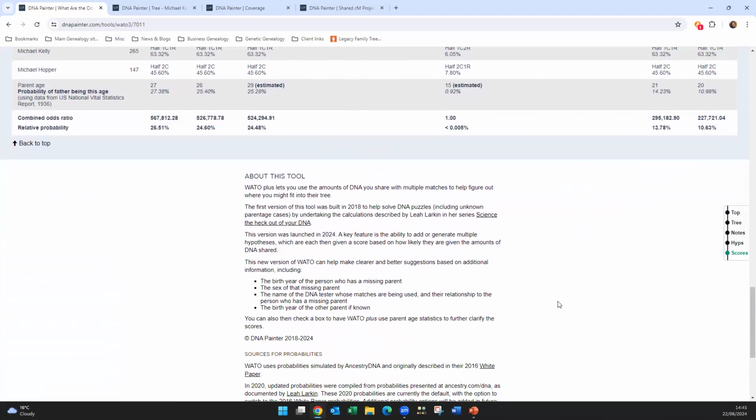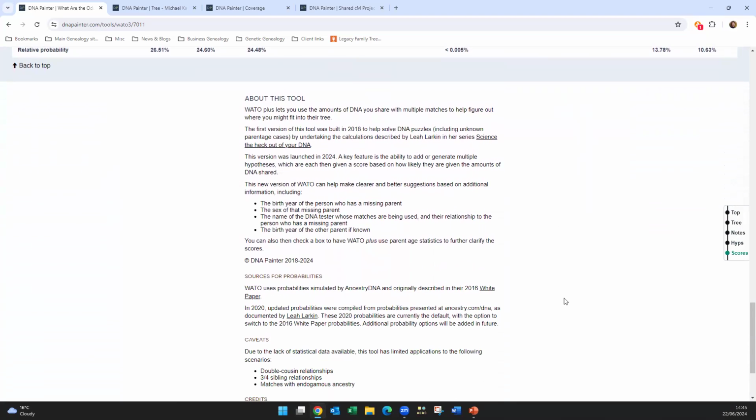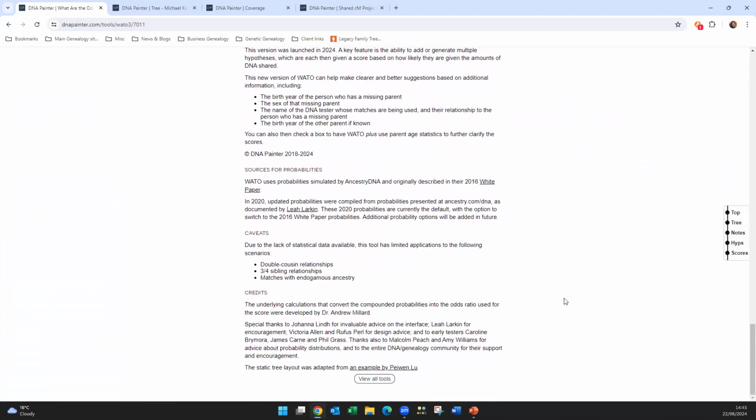And then down here, it gives you some more detail on how it was worked out. So this is a particularly useful tool. And it does mention here that the statistical data available doesn't allow them to work with situations where people are double cousin relationship. So where two siblings marry two siblings, their children are more closely related than normal cousins. Three-quarter siblings, where people have quite close shared parentage on the same mother, for example, and then two brothers of the fathers, something like that.